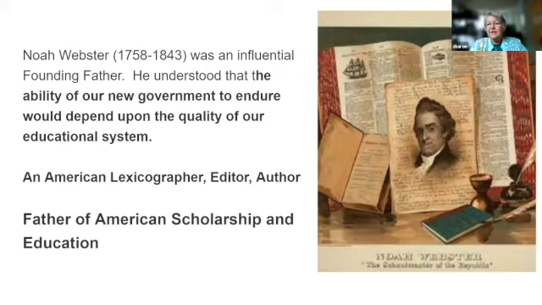He did not like the fact that in the schools that they had, they were using books from Britain. So he started writing textbooks. And he started writing the American Dictionary, the American English Dictionary, which happened to be the first English dictionary ever written, ever compiled. Oxford Dictionary from England came into being after Webster's. So Noah Webster is known as the father of American scholarship.